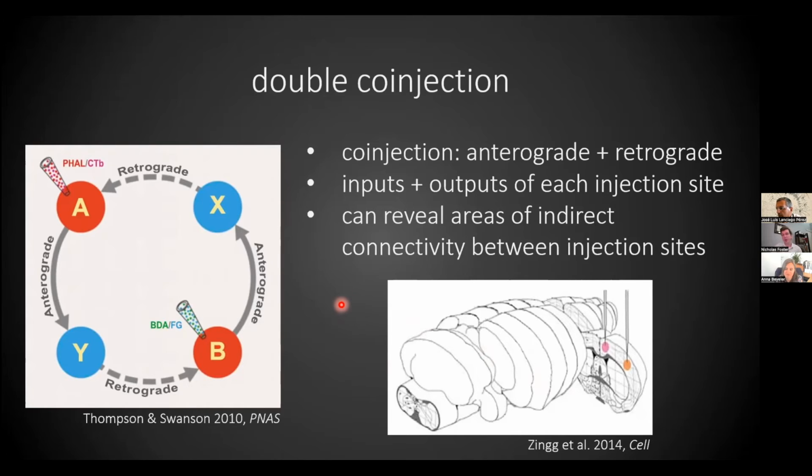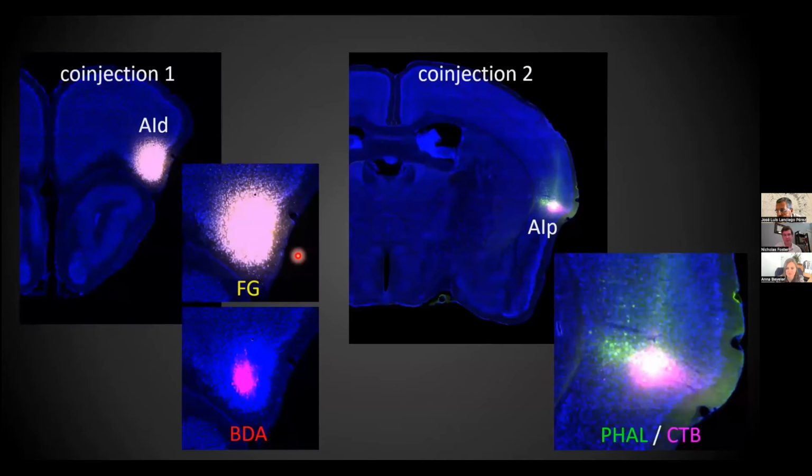But using double co-injections also has a secondary benefit in that it can reveal areas of indirect connectivity between injection sites. So for instance, if B projects to area X, which projects to area A, a double co-injection will reveal that. The anterograde labeling from B will terminate in X and overlap with retrograde labeling from A, allowing you to see this indirect connection between the two.